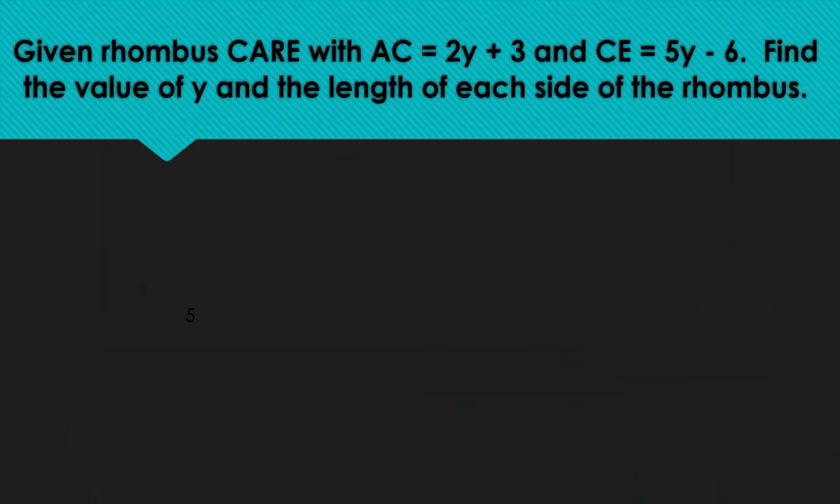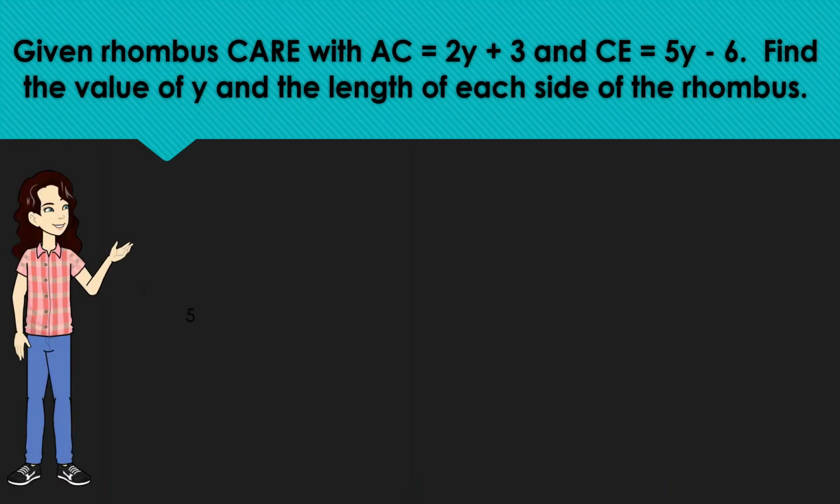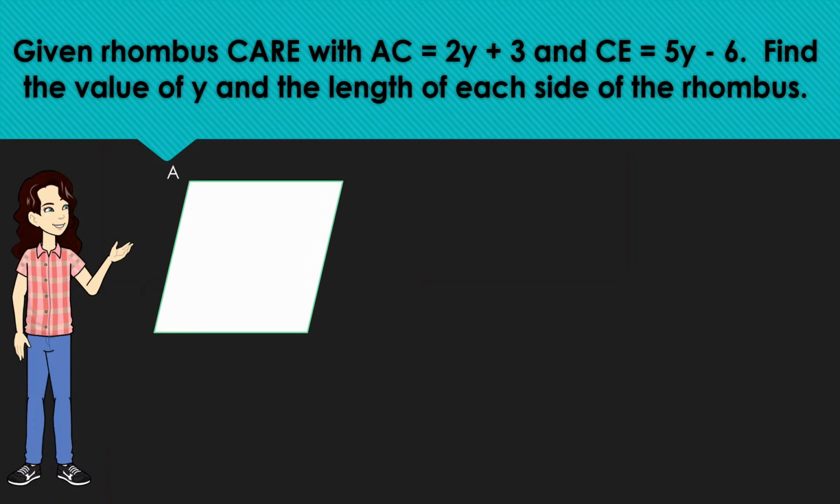Okay, on the same given rhombus. So given rhombus, look at this. We have rhombus ARE C, or we simply say rhombus CARE, with AC, this side, equal to 2y plus 3, and the given CE is equal to 5y minus 6. Find the value of y. So we need to get the value of y and the length of each side of the rhombus.